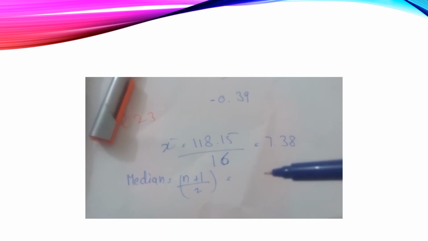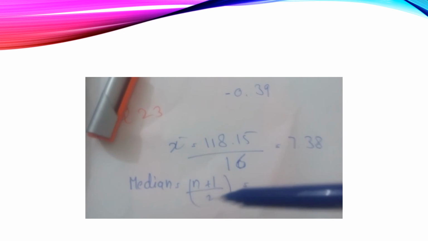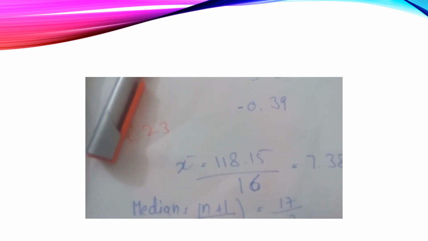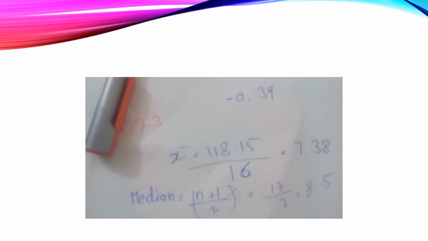In question number 23, first we calculate the mean. To calculate the coefficient of skewness, the first step is the mean. The answer of this step is 7.38. The next step is the median: n plus 1 divided by 2, 16 plus 1 divided by 2, 17 divided by 2, and the answer is 8.5.